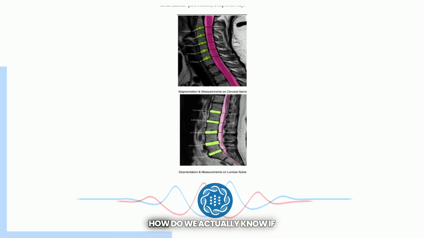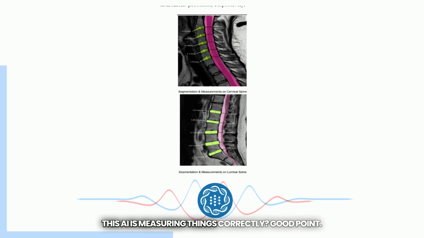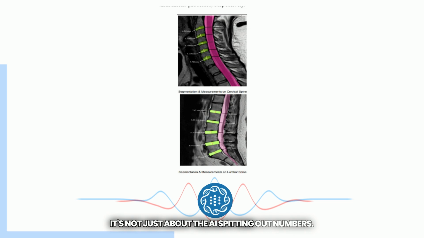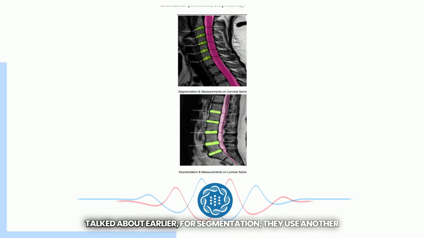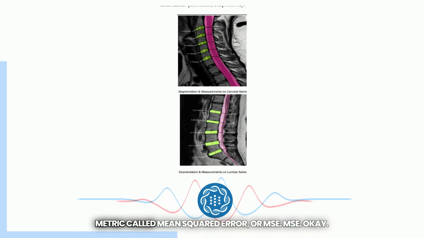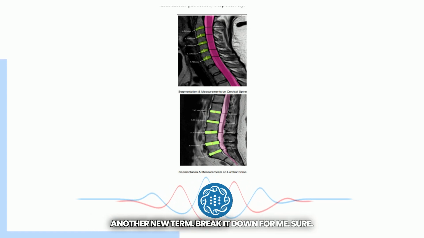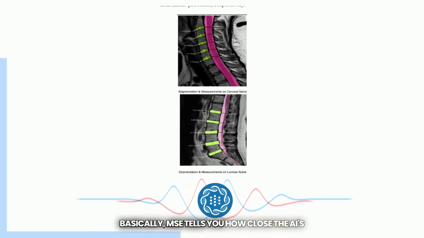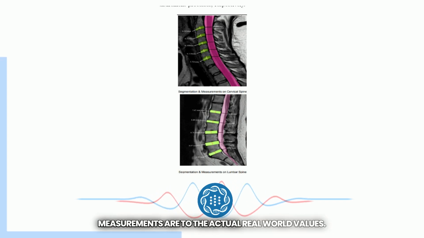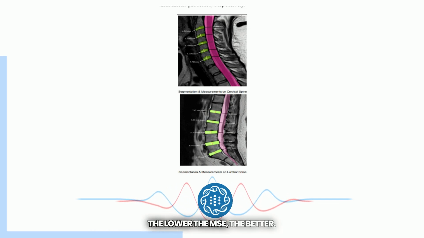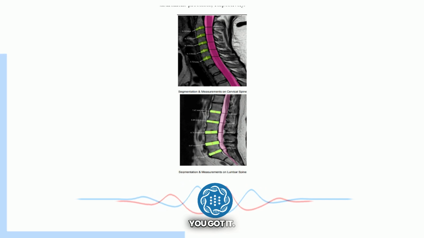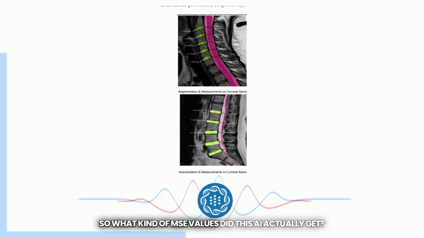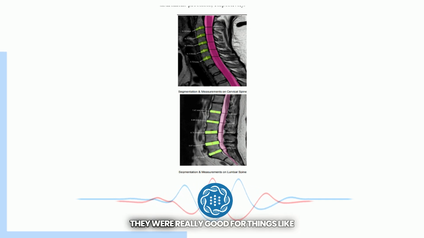But I'm also curious, how do we actually know if this AI is measuring things correctly? Good point. It's not just about the AI spitting out numbers. We've got to make sure they're the right numbers. Exactly. So in addition to that dice coefficient we talked about earlier for segmentation, they use another metric called mean squared error, or MSE. MSE. Okay, another new term. Break it down for me. Sure. Basically, MSE tells you how close the AI's measurements are to the actual real-world values. The lower the MSE, the better. Okay, so a lower MSE means the AI is hitting the bullseye more consistently. Exactly. You got it. So what kind of MSE values did this AI actually get? They were really good.